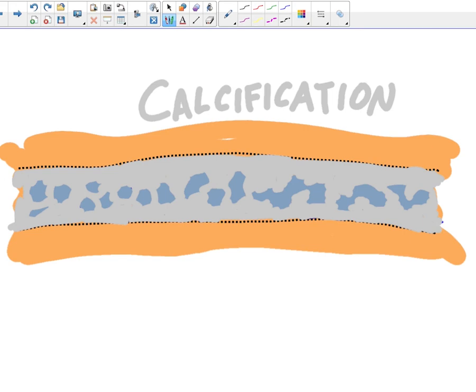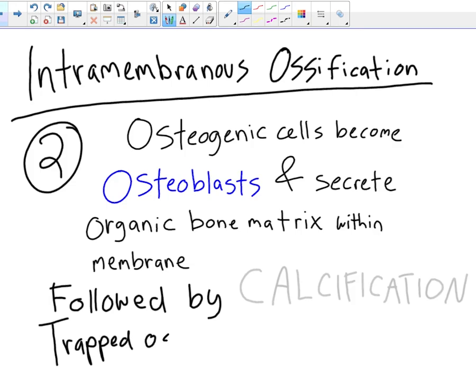Next, the trapped osteoblasts mature into osteocytes.